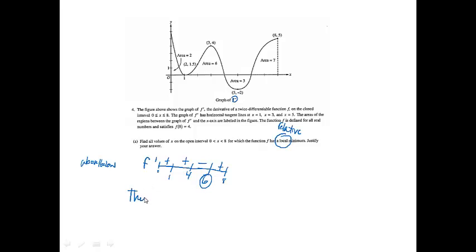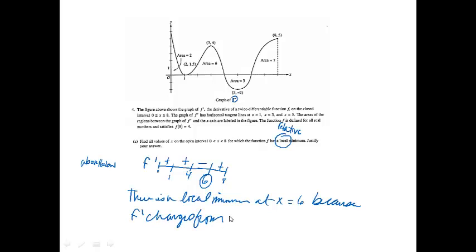So there is a local minimum at x equals 6, and that is because f prime changes from negative to positive. And that was worth just 1 point. Great. All right, part B.